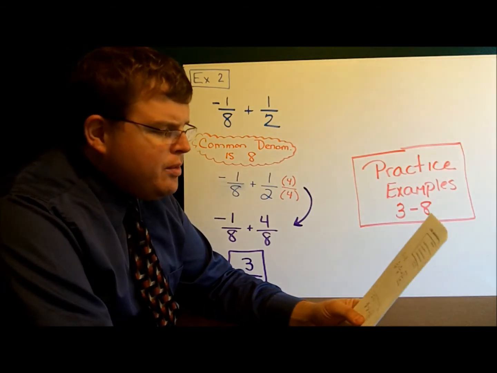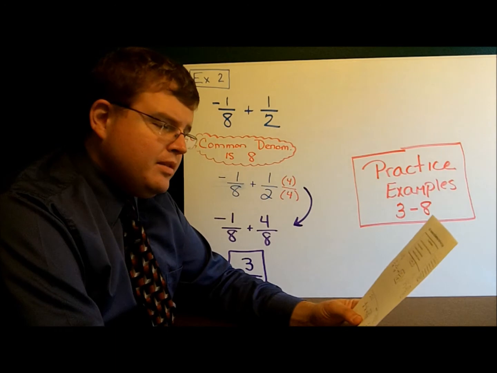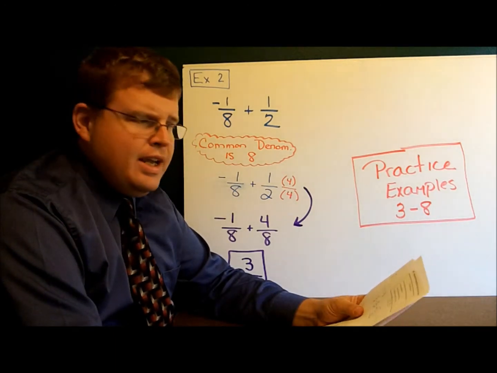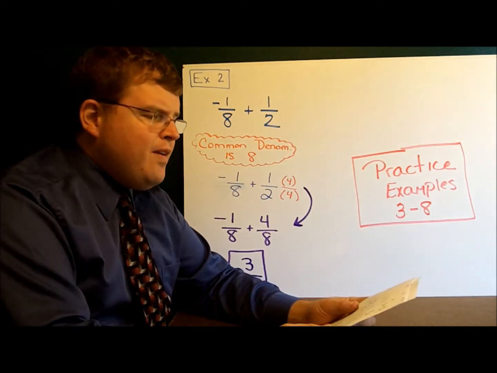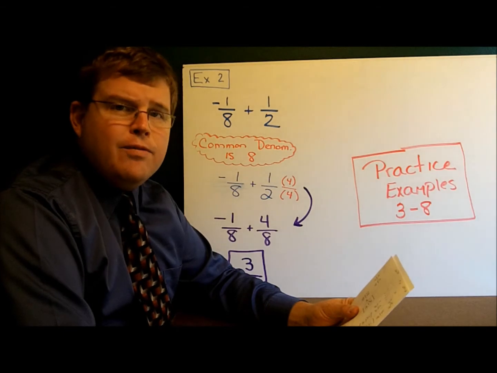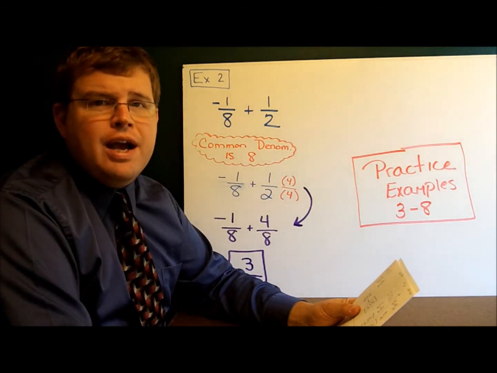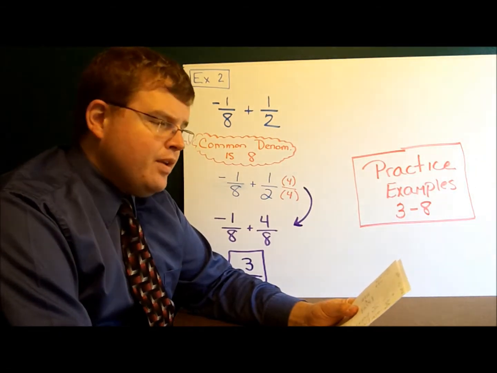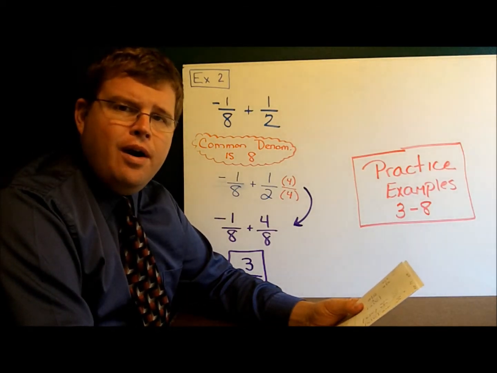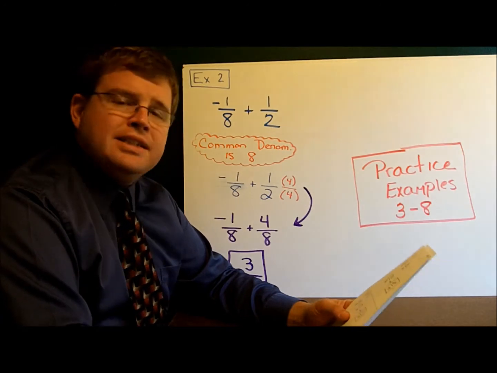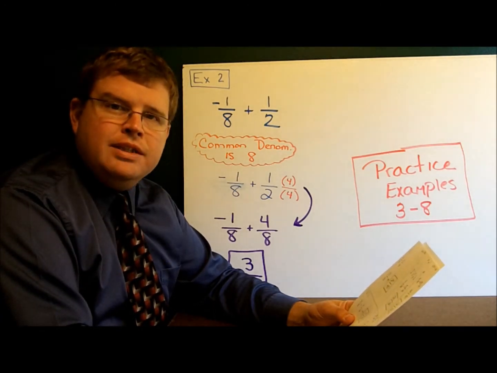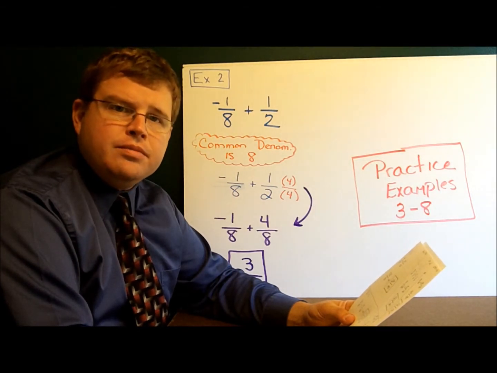The answer to number 3 is 3/8. The answer to number 4 is 19/15. Answer to number 5 is 29/45. Now don't forget to reduce. If you have 58/90, you have to reduce that. The answer to number 6 is 23/24. Answer to number 7 is 1/8. And the answer to number 8 is 31/32.